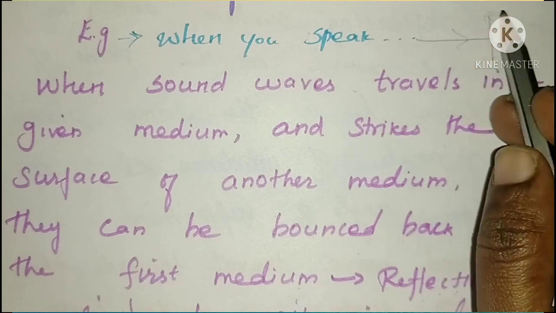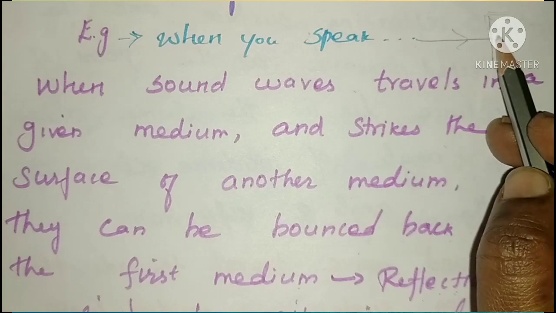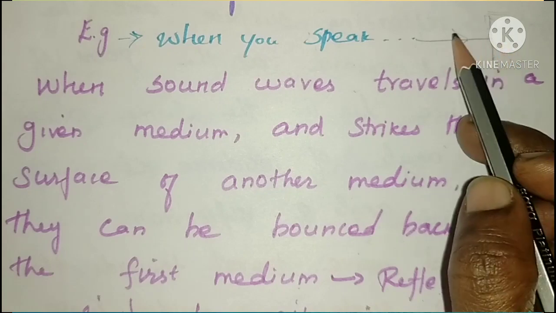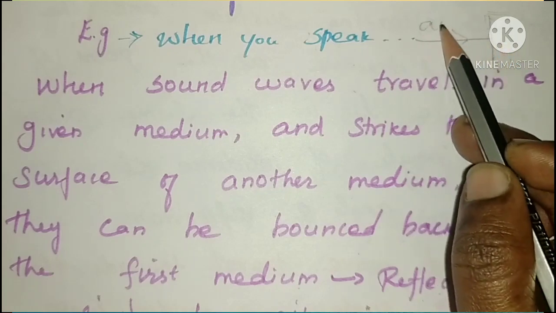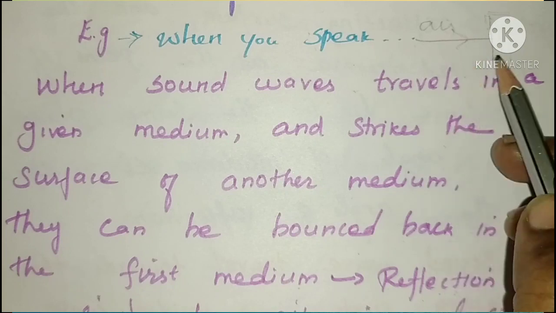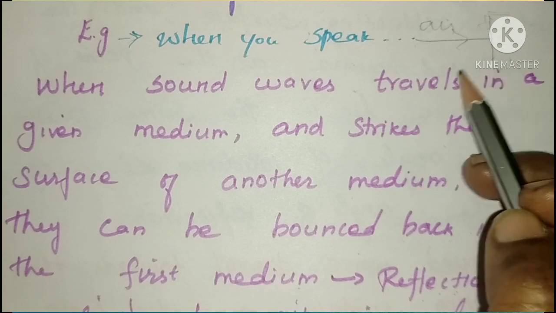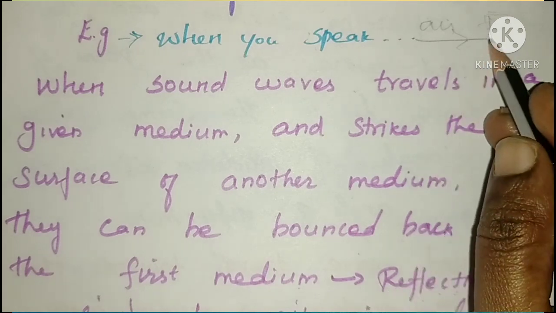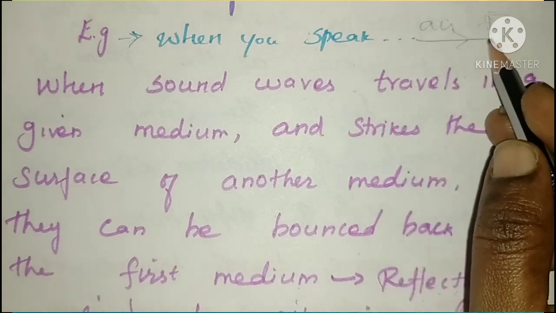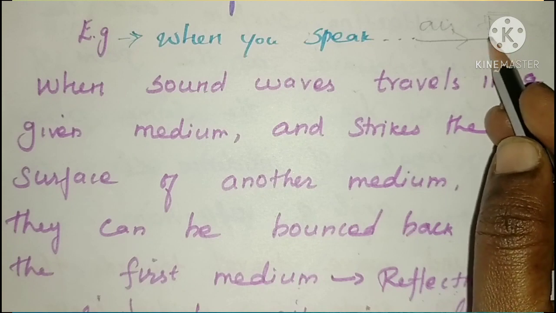Okay, so this is what type of medium? Solid medium. Just an example. So the wave will be traveling in one medium and strikes the surface of another medium. Okay, this is one wall, and it can be bounced back. So this is the rigid wall. From that solid medium, it will be what?